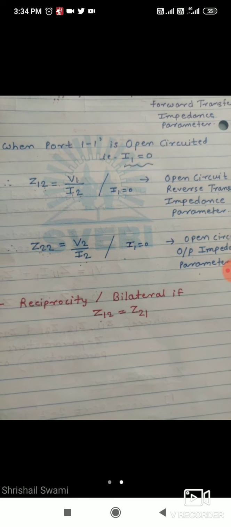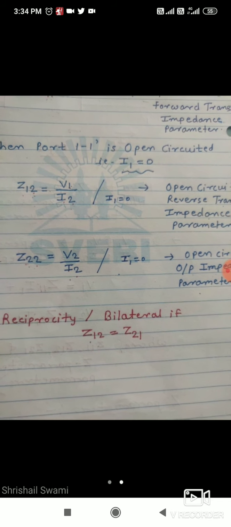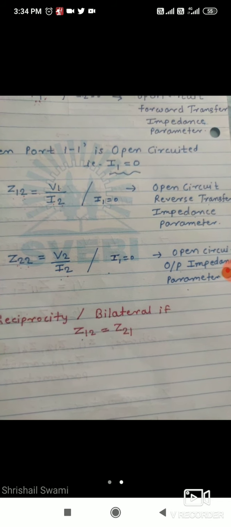So what will be the reciprocity condition or bilateral condition? Whenever the network is bilateral, the condition is that Z12 is equal to Z21. That means the values of both will be the same. Okay. So this is about the theoretical part of Z parameters. Now we will solve the first problem based on this.